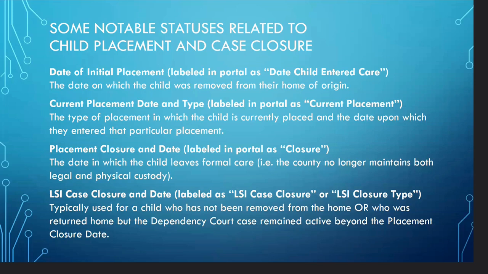Placement closure and date, labeled in the portal as simply closure. This is the date on which the child leaves formal care and is most easily described as the date upon which the county agency no longer maintains both physical and legal custody of the child. Reasons for placement closure may include reunification, adoption, confirmation of custody with a legal custodian, and others. Placement closure may or may not coincide with a termination of court supervision.